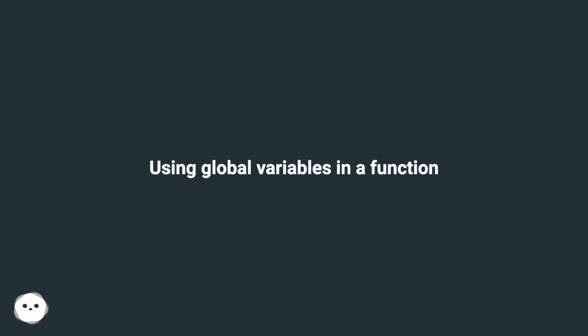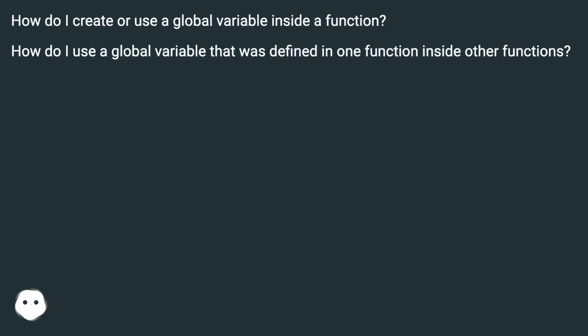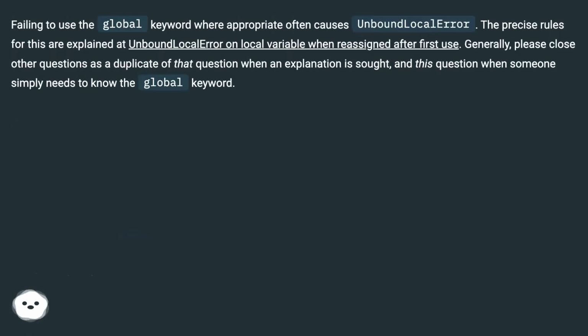Using global variables in a function. How do I create or use a global variable inside a function? How do I use a global variable that was defined in one function inside other functions? Failing to use the global keyword where appropriate often causes unbound local error.